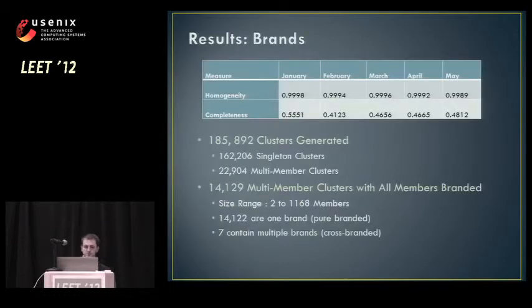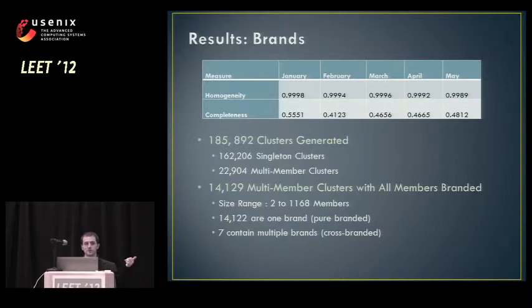So to start off with brands, we generated approximately 185,000 clusters, with only 265 potential phishing websites, with not all of those actually being phishing websites. That wasn't too great. So we had approximately 22,000 or 23,000 multi-member clusters. Those are the ones we wanted to focus on. Singleton clusters wouldn't really give us any advantage.